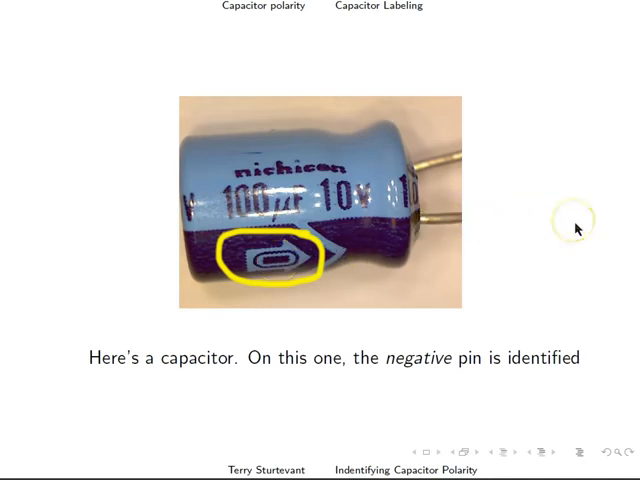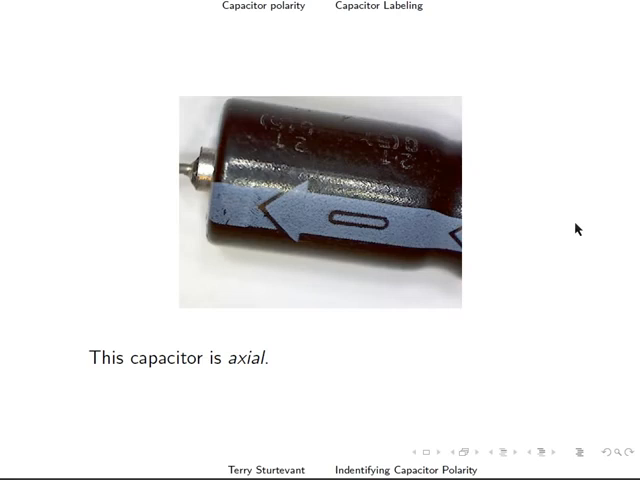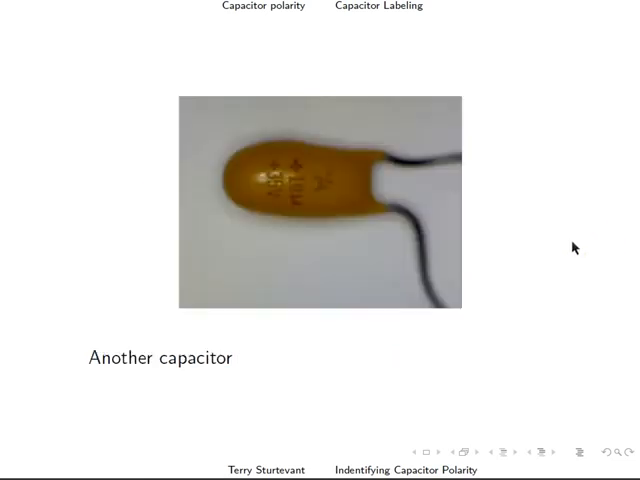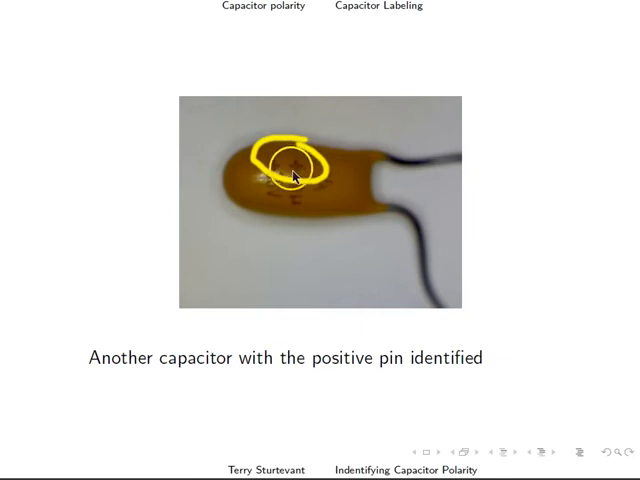Here we have an axial capacitor, which means there's a lead coming out of each end, and again we have a negative sign with an arrow that points to this lead, meaning that's the negative lead. Here's another capacitor. You see the positive signs here indicate that the pin closest to that, which is this pin here, is the positive pin. So that's how you identify the polarity of capacitors.